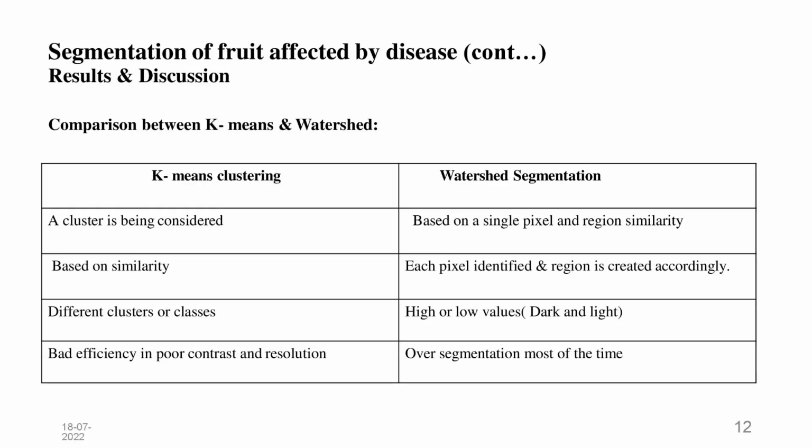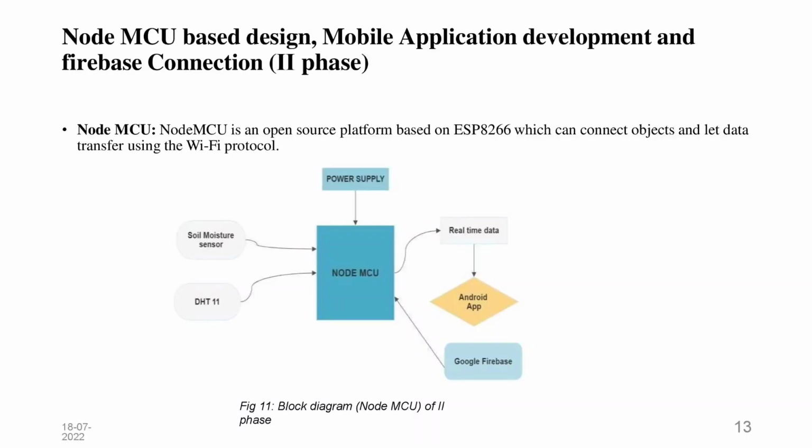But there are a few disadvantages of both the techniques. K-means clustering has bad efficiency in poor contrast and resolution, whereas watershed segmentation sometimes does over segmentation of the image. For the second phase, we used Node MCU for our project.